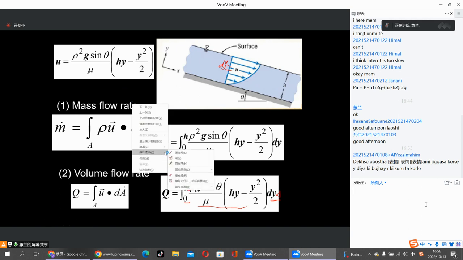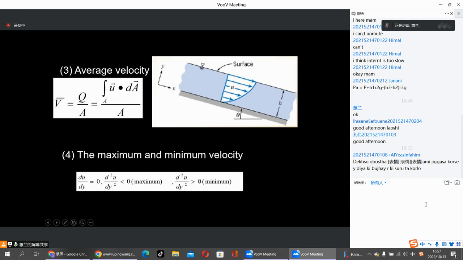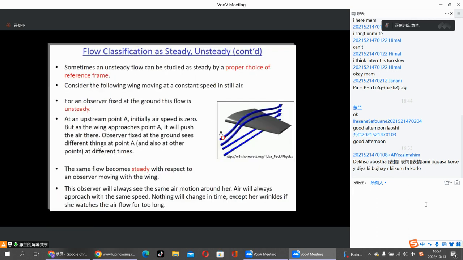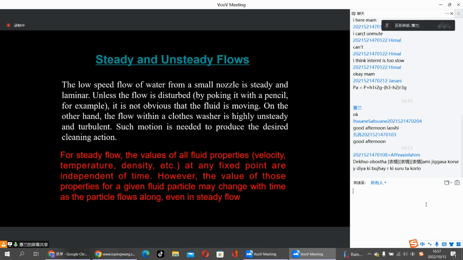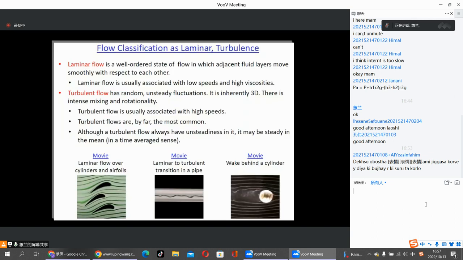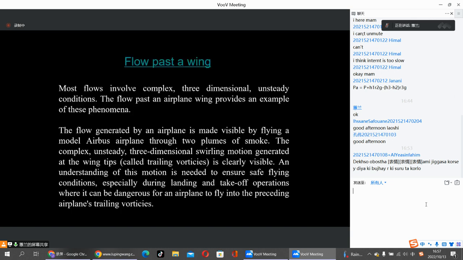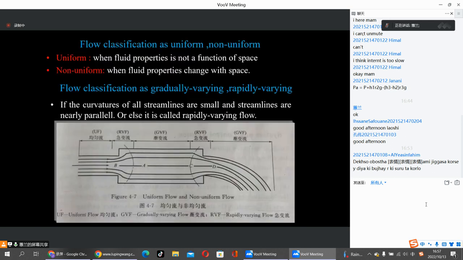Okay, so today we will introduce the definition of system and control volume. We should review the flow classification: steady and unsteady, 1D, 2D, 3D flow, and laminar and turbulent flow, uniform and non-uniform flow. Very important here are the gradually varying flow and rapidly varying flow. For gradually varying flow, that means streamlines are almost parallel to each other. That's gradually varying flow.